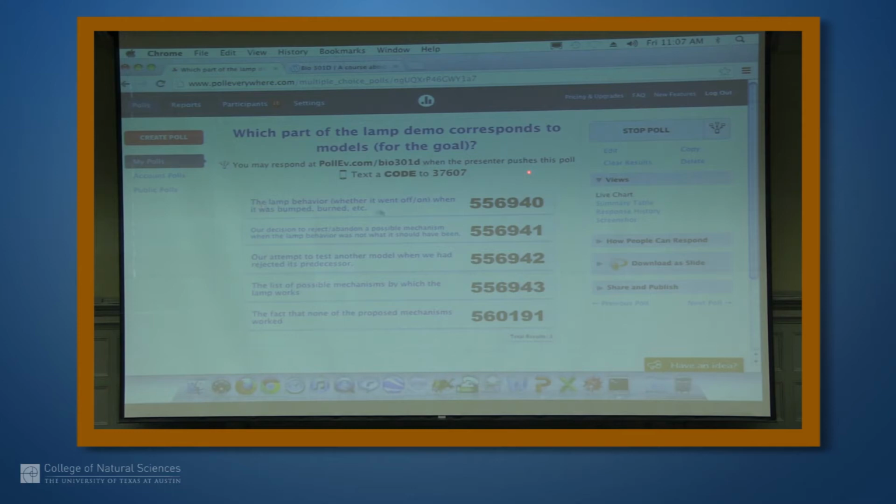The lamp behavior, whether it went off or on when it was bumped, burned, etc. That's your choice 1. Our decision to reject or abandon a possible mechanism when the lamp behavior was not what it should have been was choice 2. Our attempt to test another model when we had rejected its predecessor, 3. 4, the list of possible mechanisms by which the lamp works, I guess that's 4. And 5, the fact that none of the proposed mechanisms work. So among those, since I didn't give you the option for none, choose what you think corresponds to models.